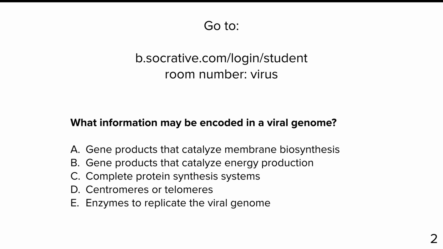What information may be encoded in a viral genome? Gene products that catalyze membrane biosynthesis, gene products that catalyze energy production, complete protein synthesis systems, centromeres or telomeres, or enzymes to replicate the viral genome. The answer is E. What information may be encoded? Enzymes to replicate the viral genome. None of these other ones, of course, are correct. They don't have genes that catalyze membrane biosynthesis or make energy. They don't have complete protein synthesis systems, and they don't have centromeres or telomeres.